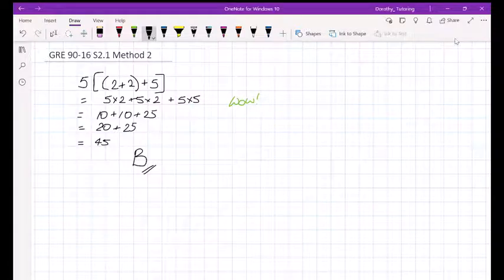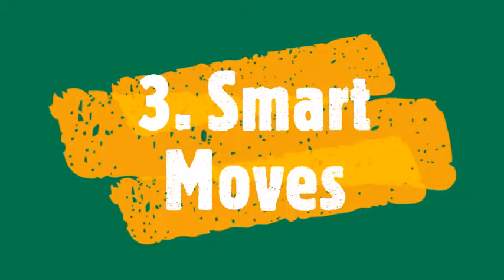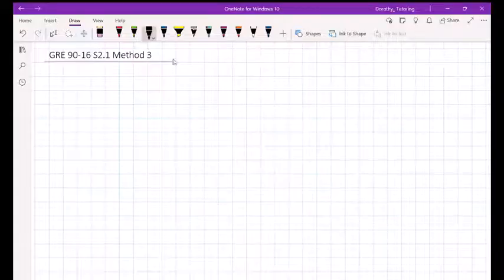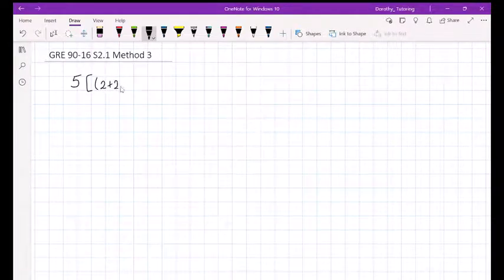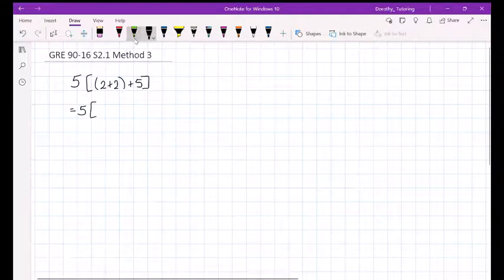Right, the last way we're going to do it is called smart moves. We're going to look at are there any easier ways that we can do this, because that expansion was a bit painful. So I'm writing out the question again. As I write it down, I think to myself, hang on, what's in the brackets is actually quite straightforward. I could just do that bit of maths really easily. That bit is 4.